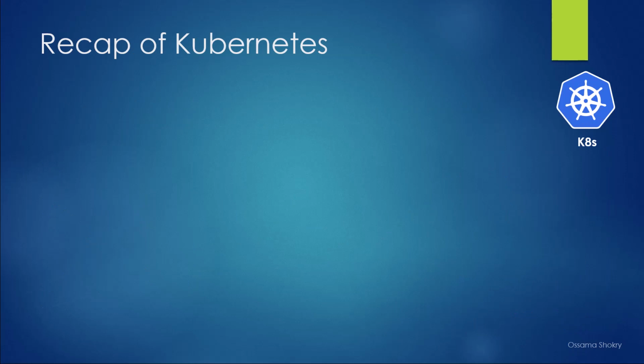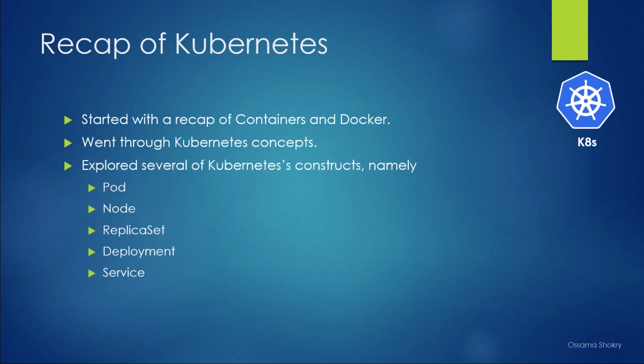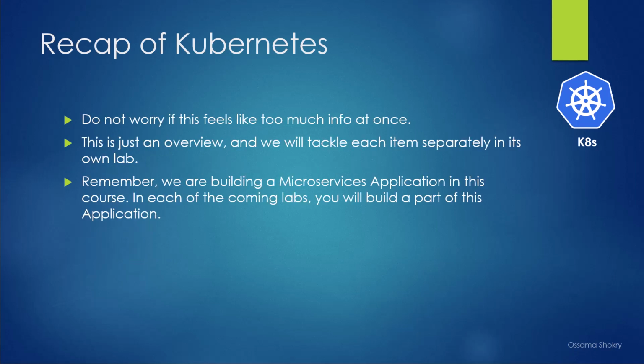Let's recap what we learned in this lecture about Kubernetes. We started with a recap of containers and Docker, went through Kubernetes concepts, and explored several Kubernetes constructs, namely pod, node, ReplicaSet, Deployment, and Service. Do not worry if this feels like too much info at once. This is just an overview, and we will tackle each item separately in its own lab.